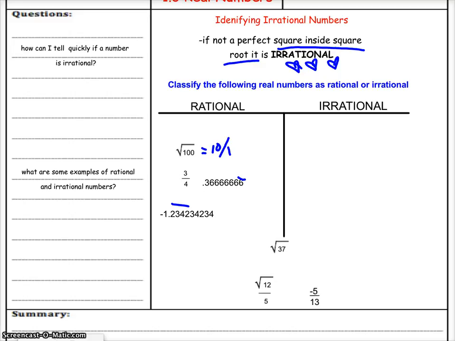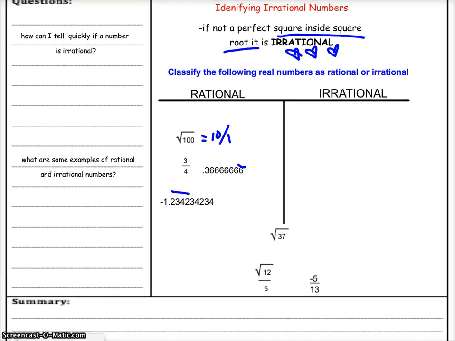The square root of 37, is that a perfect square? It's not a perfect square. Irrational, because it's not a perfect square. Negative 5/13, is it a fraction? Yeah. It's a fraction, it's rational.